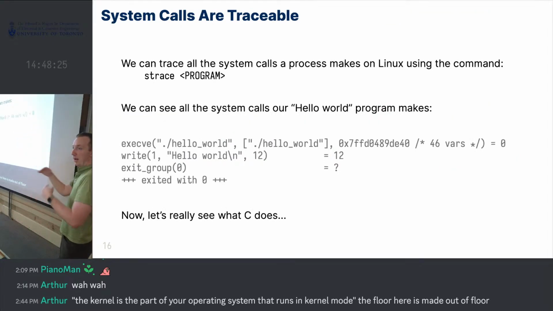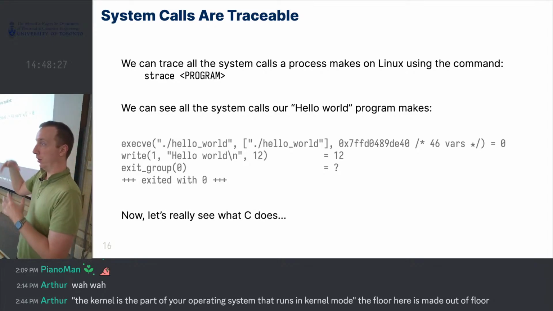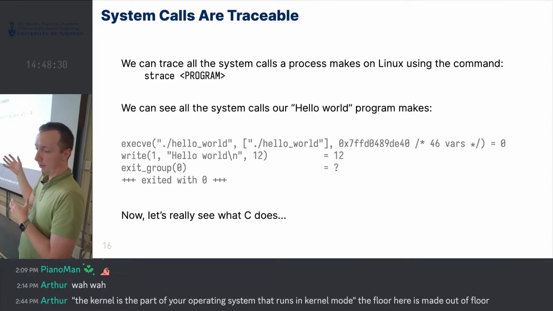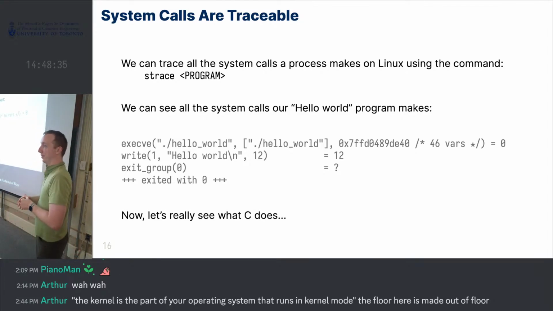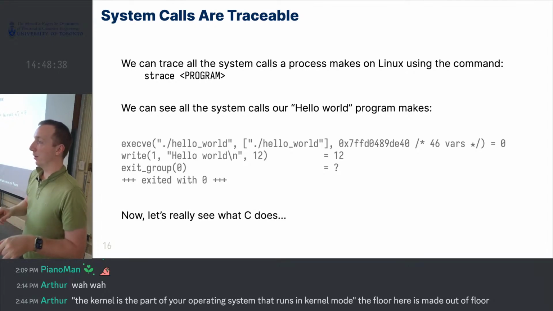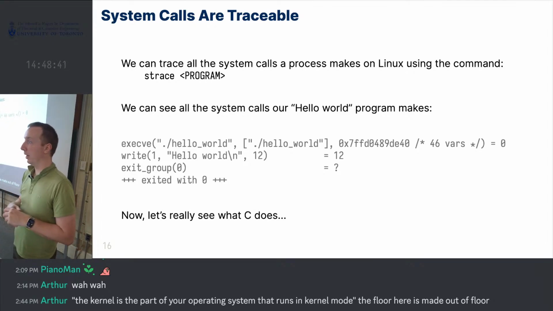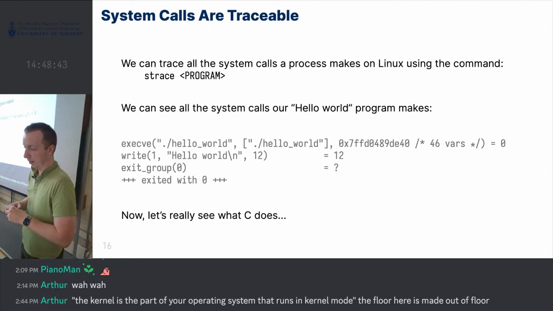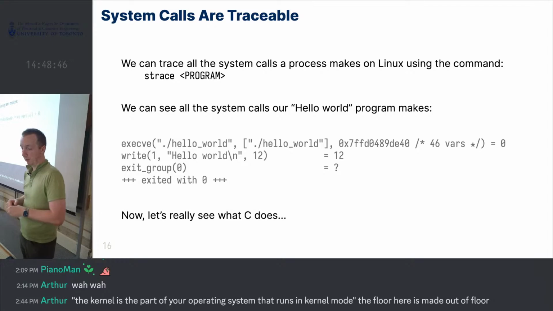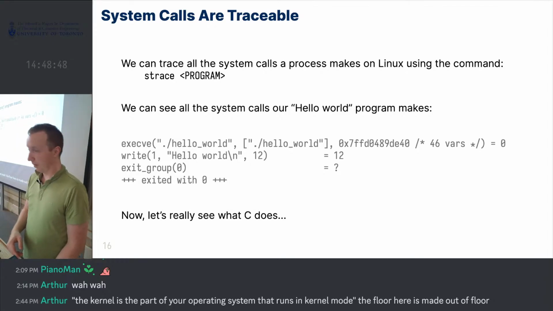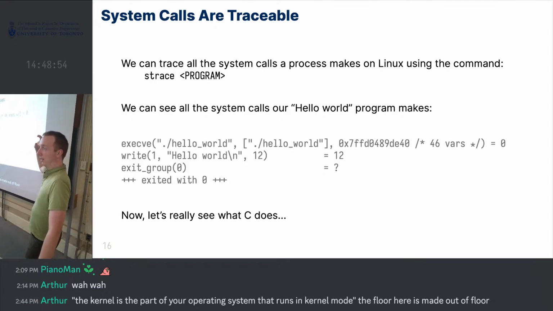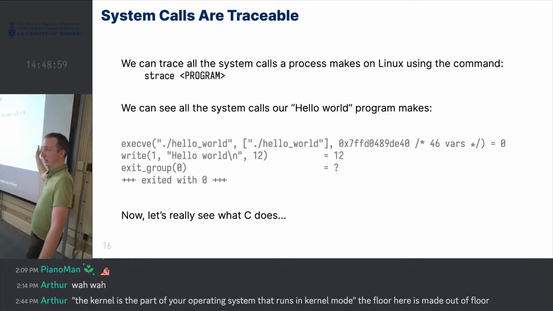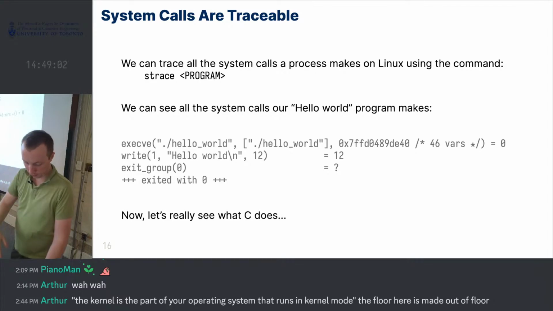The nice thing about having this boundary between your actual applications, or user mode processes, and the kernel is you can trace all of them. On Linux, there's this fun little command called strace. You can type strace before anything, and it will tell you every single system call you make. So we can actually see what our Hello World program does, and we can see what C does and compare them, because no matter what language you write it in, your application is going to do system calls. That's the only way it can interact with the hardware, through the kernel.